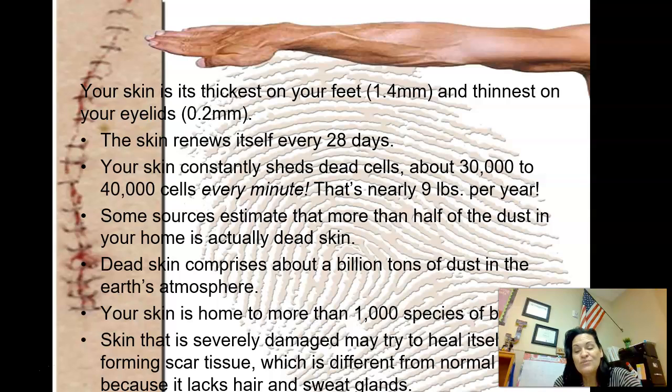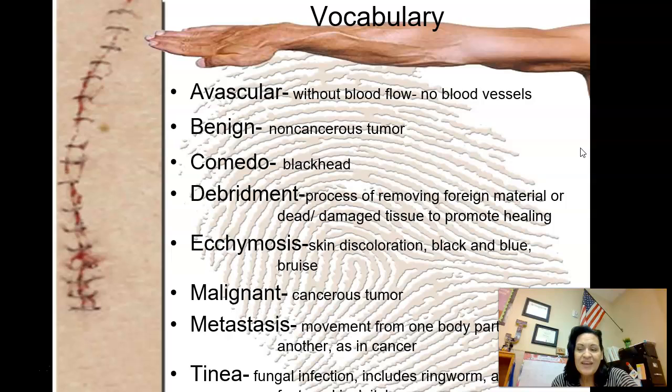Your skin is home to more than 1,000 species of bacteria, and we know that some bacteria is good. Skin that is severely damaged may try to heal itself by forming scar tissue, which is different from normal skin tissue because it lacks hair and sweat glands. Have you noticed that when you get a scar, you don't have any hairs that grow from that tissue? Okay, so those are some pretty wild and interesting things.